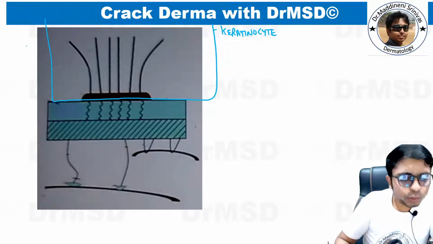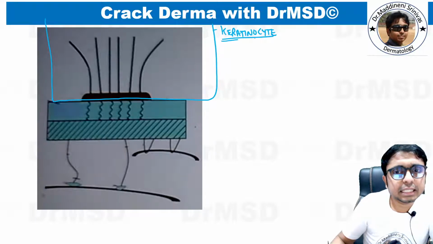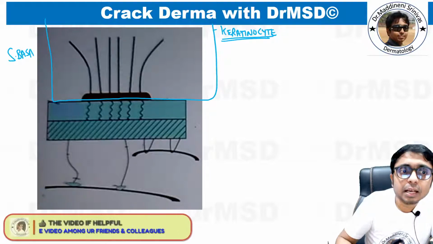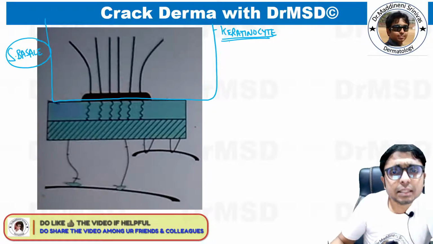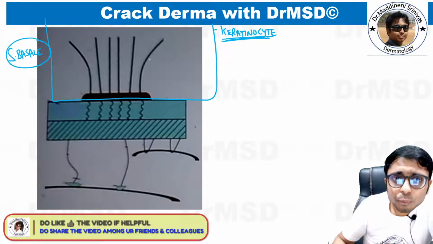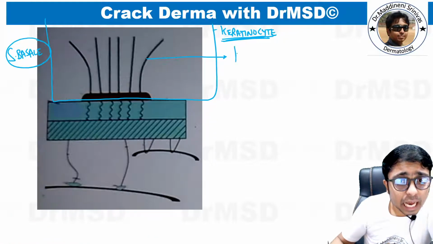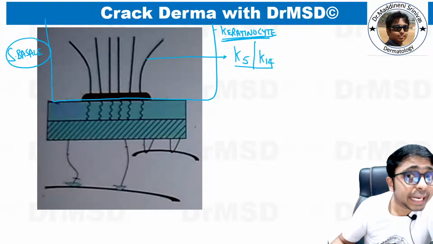And in which layer are we seeing this keratinocyte? This is the stratum basale, the deepest layer of the epidermis. So here we are looking at the stratum basale keratinocyte. You are able to see these black colored filaments. These are basically keratin filaments, and in the stratum basale we have keratin 5 and keratin 14 heterodimers.